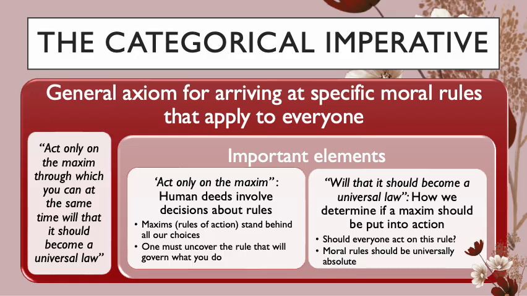And then the second part is will that it should become a universal law. Do we desire for this rule that we are following to be a universal law? Do we want everybody to act on this law in this same manner every single time? Because any moral rule should be able to be universalized.